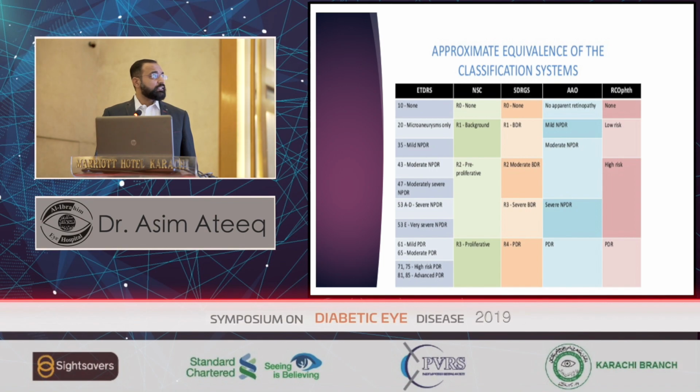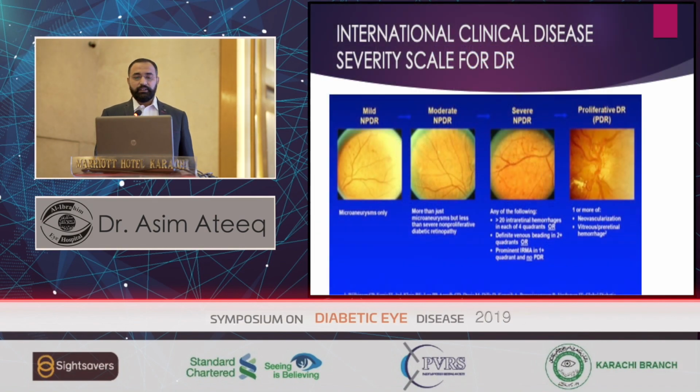So many classifications evolved during this period from 1968. Most of them are for research purposes. The main one which I think in our part of the world we are using is the ETDRS classification. There are others for grading: NSC, which is UK based, and the Scottish diabetic retinopathy grading, which is also UK based, and the American Academy of Ophthalmology and Royal College. Most of them are British classifications. Americans usually kept things very simple.